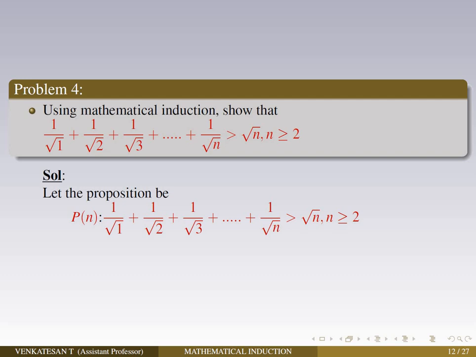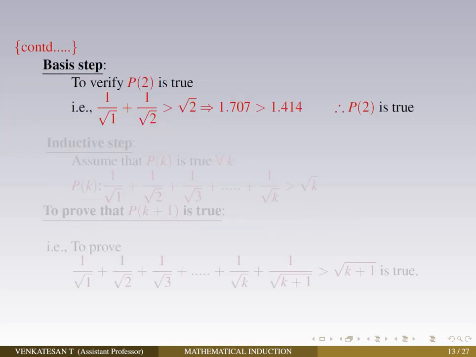In the basis step, we want to verify P of 2 is true because my initial term is 2 in this problem. So to verify P of 2 is true, consider the first two terms on the left hand side, that is 1 by root 1 plus 1 by root 2, which is greater than, on the right hand side replacing n value with 2, root 2. Of course, 1 by root 1 plus 1 by root 2 is 1.707, which is greater than root 2 value, that is 1.414. This is a trivial answer. Hence, P of 2 is true.